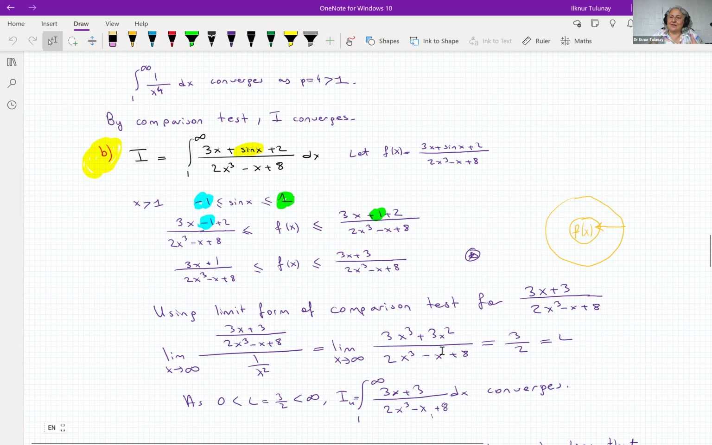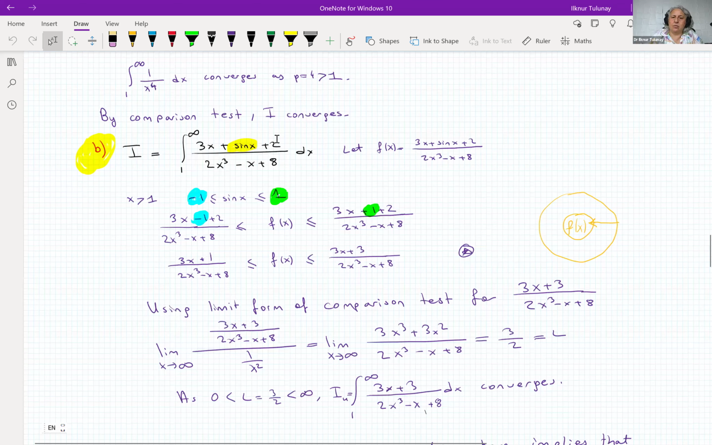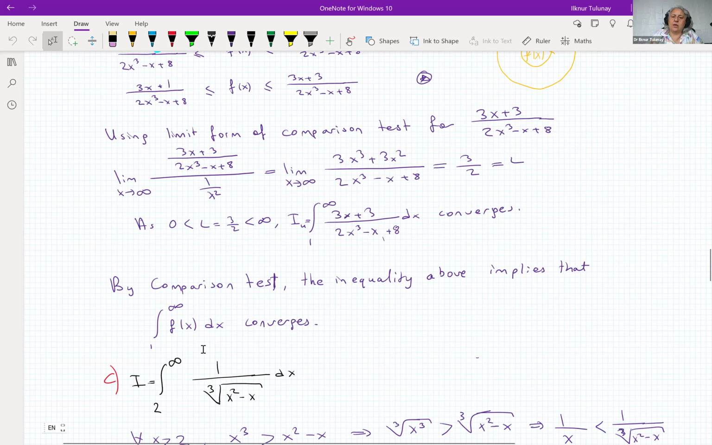To find a result, there are some choices for this method, and if something doesn't work, try something else. You may try a few things before you get your answer. So the limit is 3 over 2. There exists a limit between 0 and infinity, it's finite. So the integral converges. So this converges, then by comparison test, the inequality above implies that our integral converges. Okay.